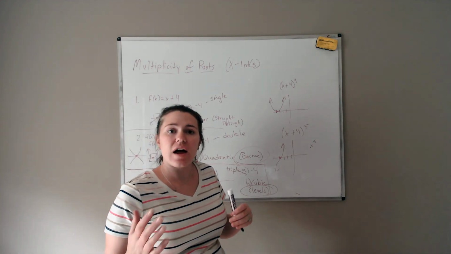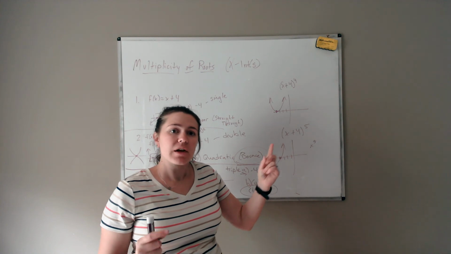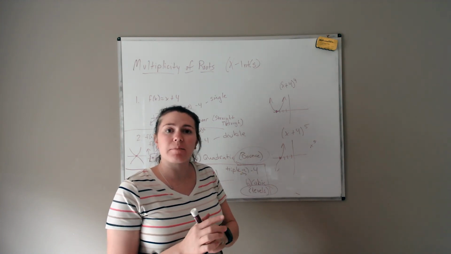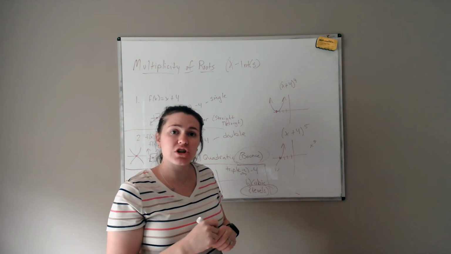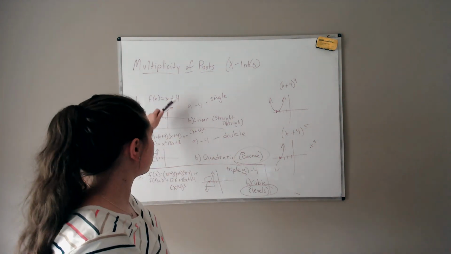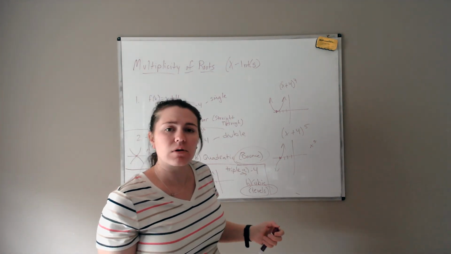So now we can start graphing, because now we know about end behavior. Now we know about roots and their multiplicity and how their behavior changes based on how many times you have the factor. So now we're going to start graphing.